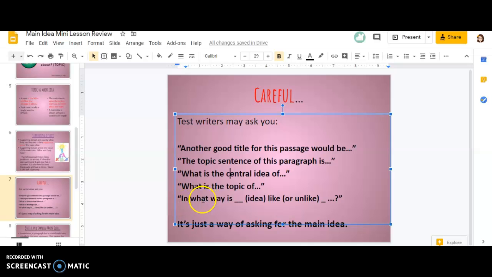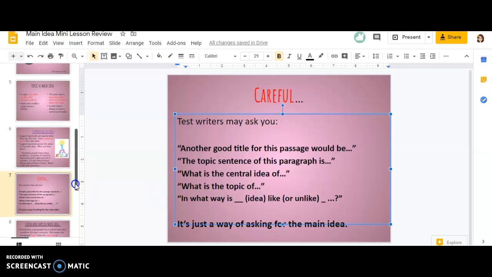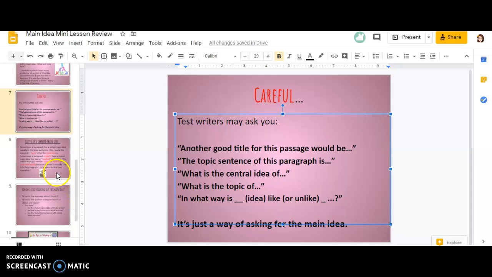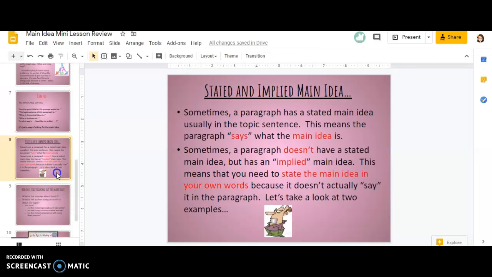And then what is the topic of? What's the central idea? In what way is blank like or unlike blank, where they're comparing two ideas? This is just another way of asking for main idea. It's the same thing. Okay?